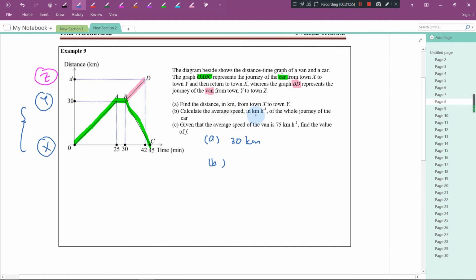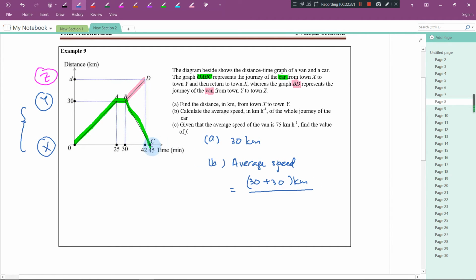How about part B? Calculate the average speed in kilometers per hour of the whole journey of the car. Of the car means that we have to focus on OABC. Again, average speed is total distance traveled divided by the total time taken. Total distance traveled, don't take 30. You should calculate the total distance traveled for the whole journey. So go there 30 kilometers, go back another 30 kilometers. So it will be 30 plus 30 kilometers.